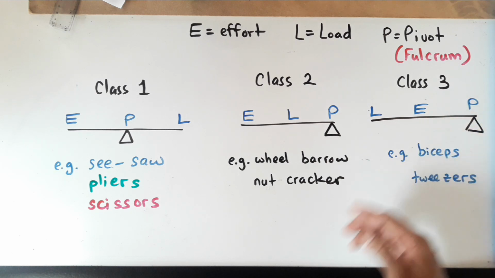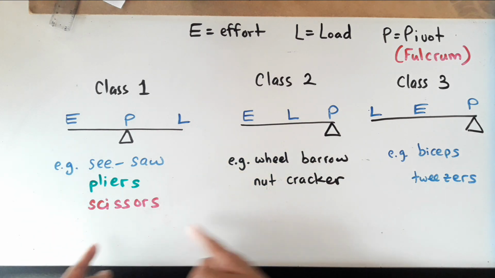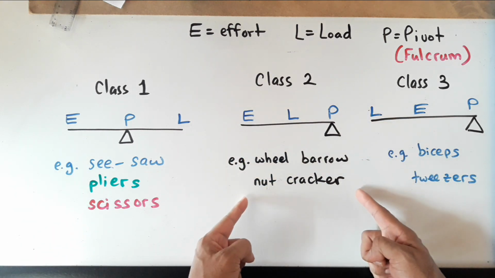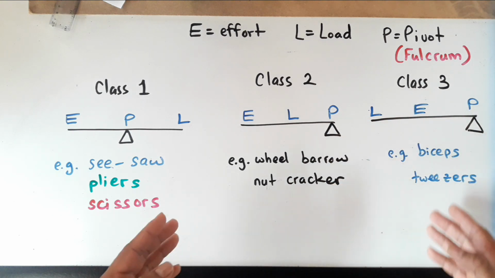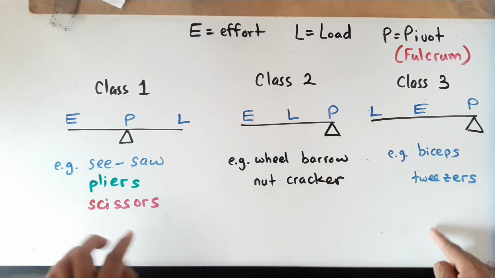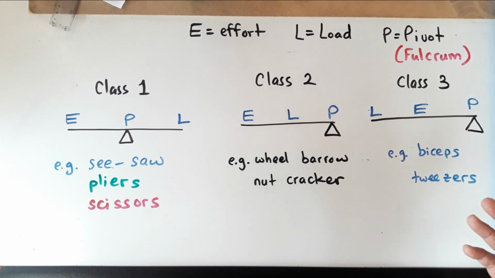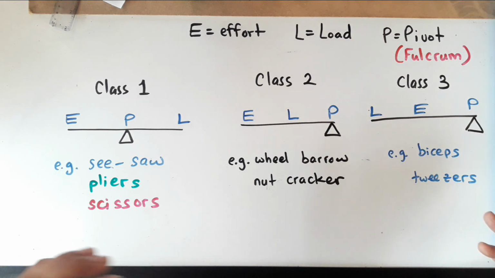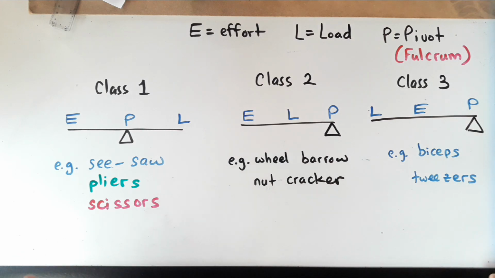All right? Now, I gave you some examples of each one. The class 1, look at 3 examples here. Class 2, the wheelbarrow and the nutcracker. Class 3, the biceps and the tweezers. Now, you can easily Google proper diagrams for each one of these by just typing in class 1, class 2, class 3 levers and going to images on Google. And you'll see really good diagrams just popping up.